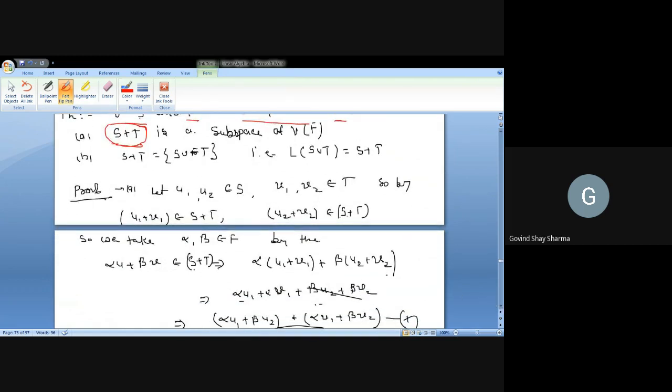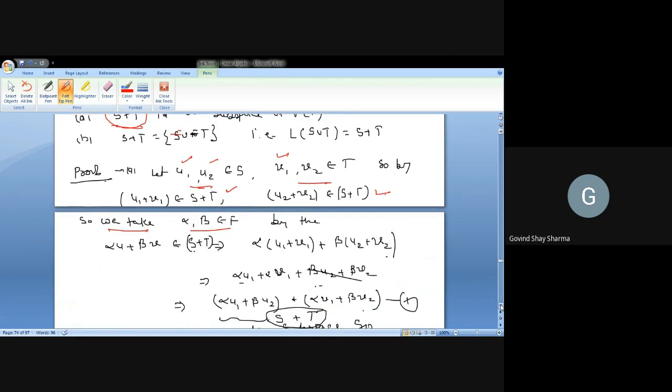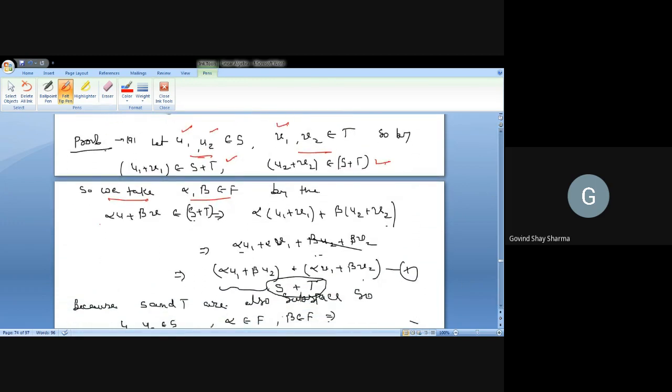So we take two elements u1 and u2 from S and v1 and v2 from T. Then by the definition of S plus T, the first element is taken from S and the second from T. The sum of this, u1 plus v1, belongs to S plus T. Similarly, u2 plus v2 belongs to S plus T. Now we take alpha and beta belonging to F.